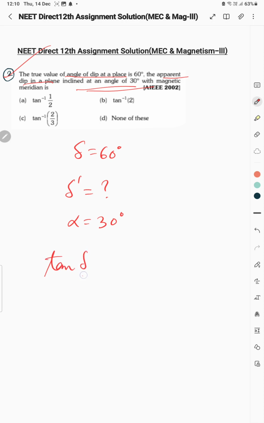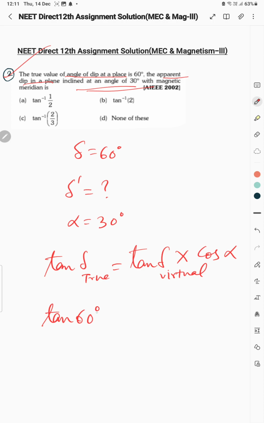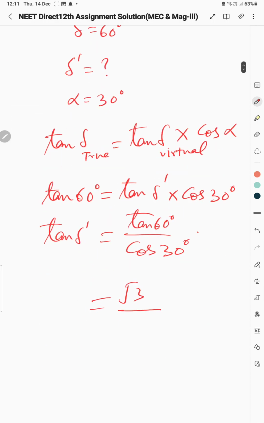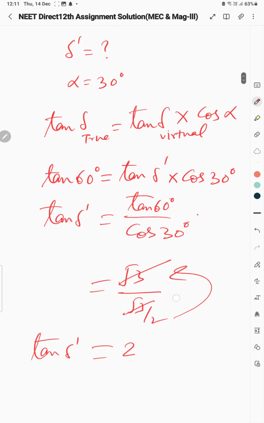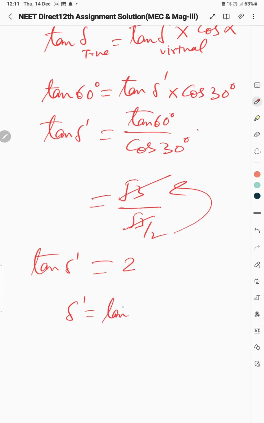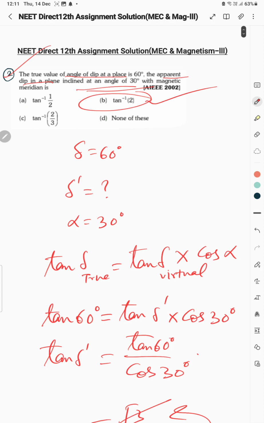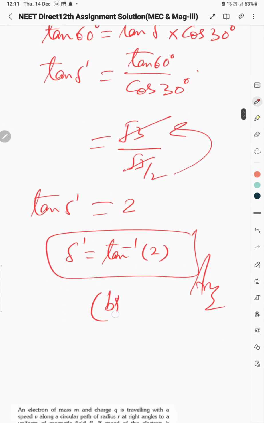Well, as we know, tan of true dip is tan of virtual dip into cos of alpha. This is a standard formula. Now the true dip is given as 60 degrees, the virtual dip you have to find out, and alpha is 30 degrees. Now let's check. It is tan 60 divided by cos 30. Now as you know, tan 60 is root 3 and cos 30 is equal to root 3 by 2. These two get cancelled. It now becomes 2, because the 2 goes to the numerator. So tan of virtual dip is 2. Delta prime therefore is tan inverse 2. That is the answer to this problem. So let's check: tan inverse 2 is option B. So B is the correct option for this problem, right?